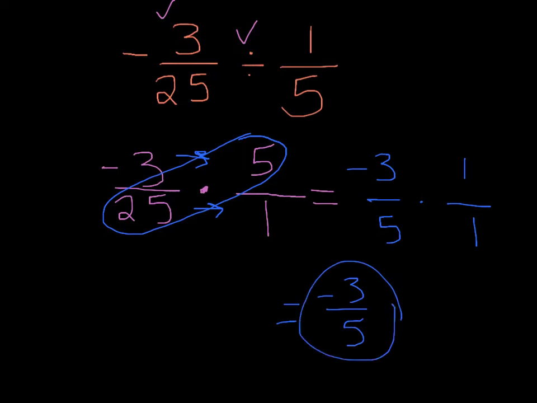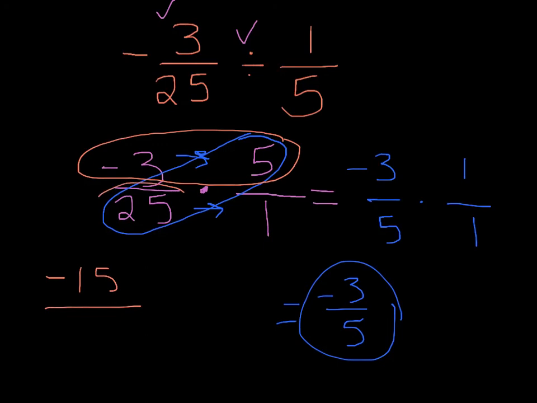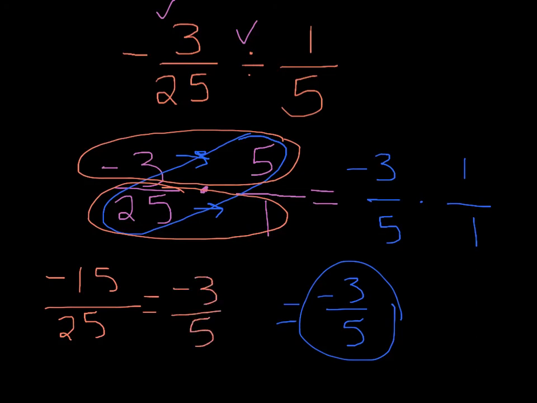And that is the same, let's go back to double check. If you multiply straight across, you would have -15 over 25 times 1 is 25. And then after you simplify, you divide them both by 5 to get -3/5. So you get to choose whichever way you like.